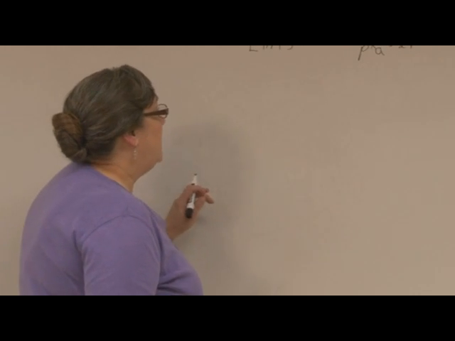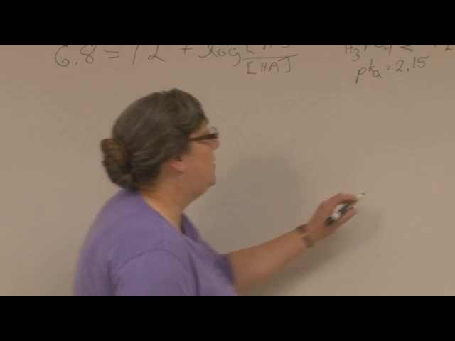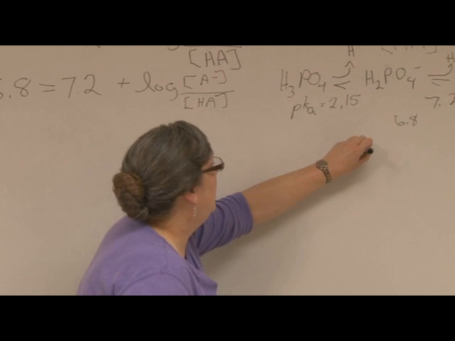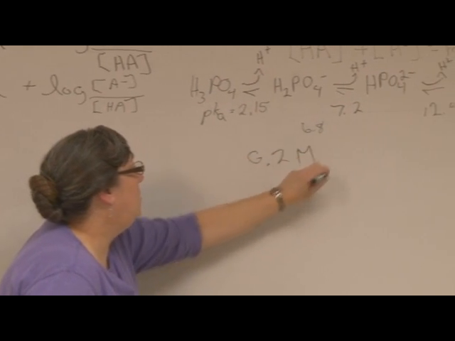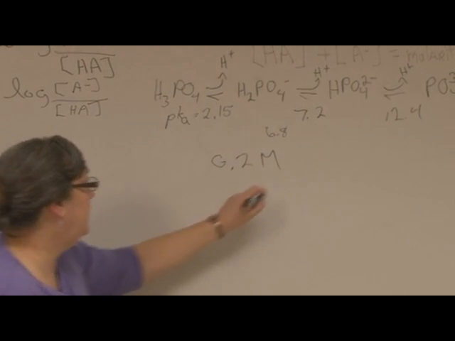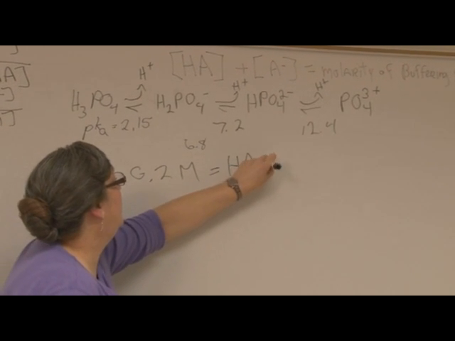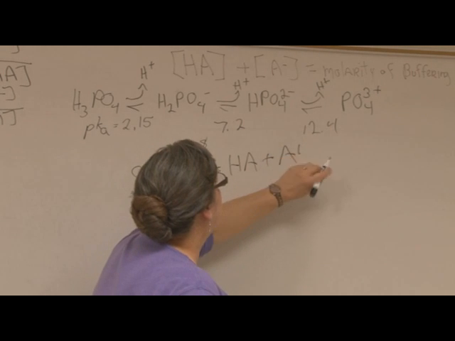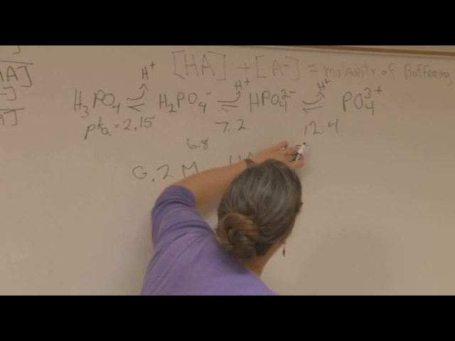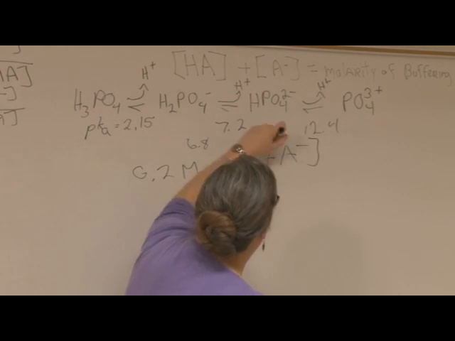So again, we're making a buffer of 200 millimolar or 0.2 molar. So we just remember that is equal to HA plus A minus. Okay?